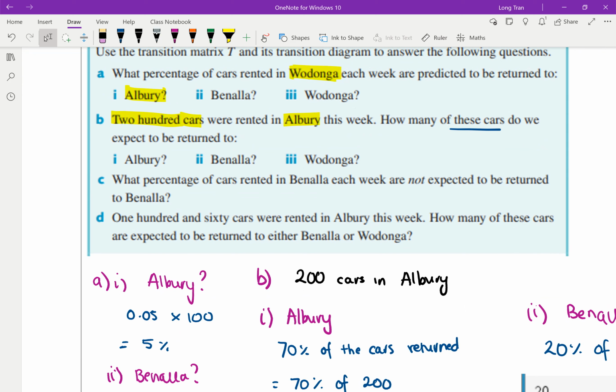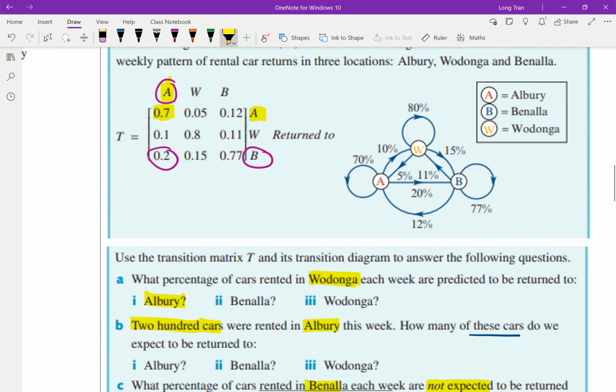It says, what percentage of cars rented in Benalla each week are not expected to be returned to Benalla? So this is a key one, just to get you thinking, not expected. So first we need to know, well, how much is expected? What's the percentage of expectation that if you rent it in Benalla, you're going to return it back to Benalla? So let's have a look at our transition matrix again. If you rented in Benalla, the chance of returning or expected to return is 0.77. But since we're looking for not returned, or not expected, well then it's the other part, isn't it? Now remember, 0.77 is a proportion of 1.